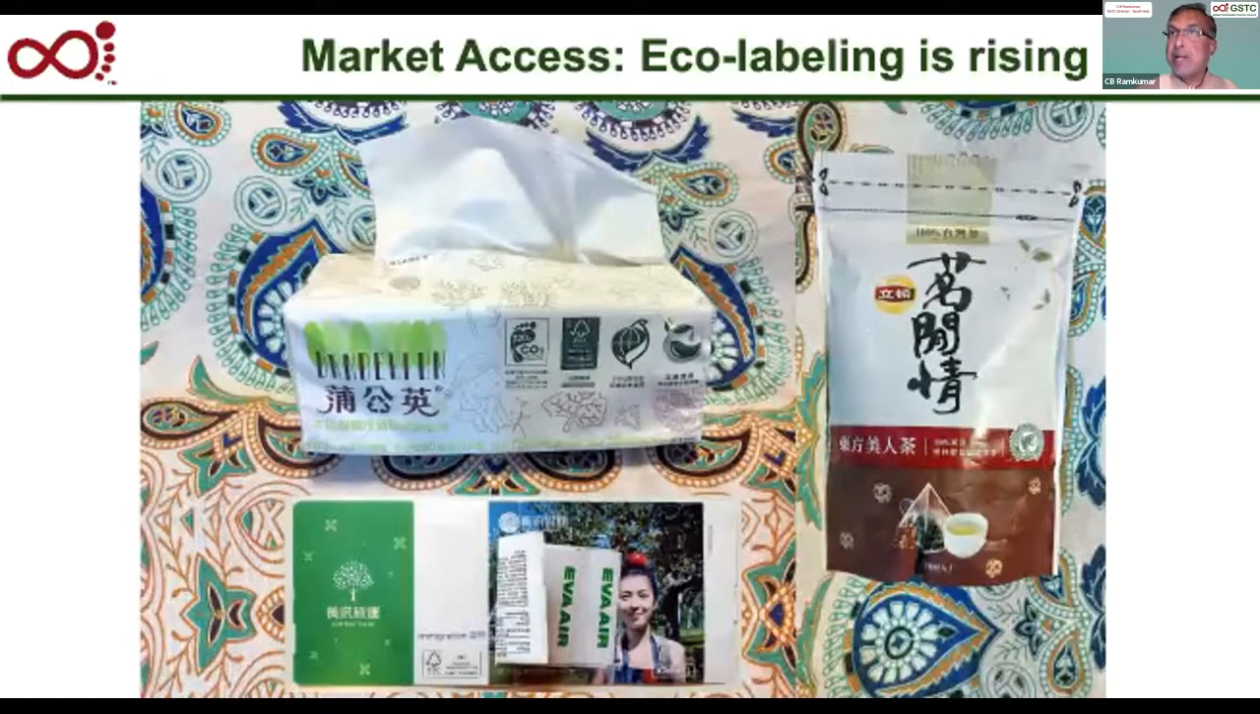Why is all this happening? Market access, especially with the OTAs, who look for labels. Like I said earlier, OTAs need somebody else, a certification body and standard-setting body, to tell them who is the one who can be marketed by them. So if you look at these examples in front of you, which are products, you have the Forestry Stewardship Council. These are labels that are available to be put on products.